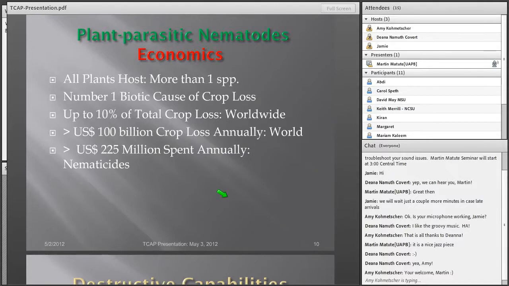And this translates to roughly $100 billion annually. That's a lot of money. And in cases where the nematodes are known to exist, up to $225 million are spent annually for nematicides. Nematicides are the chemicals that are used to control nematodes.